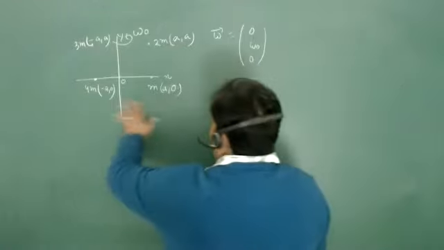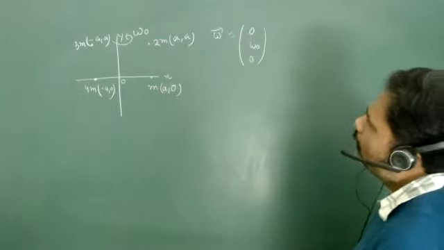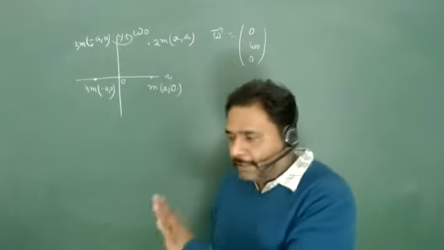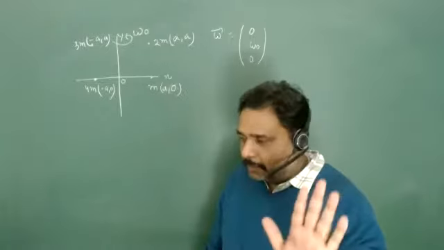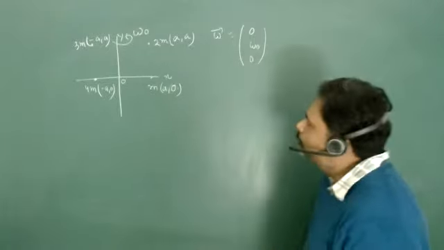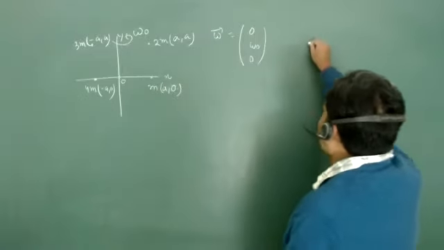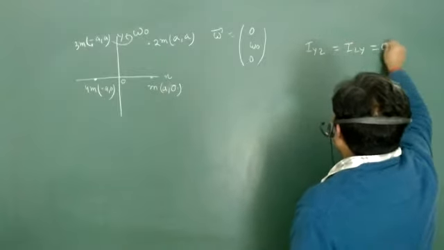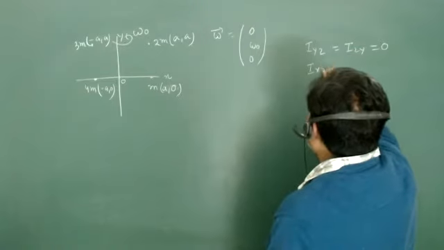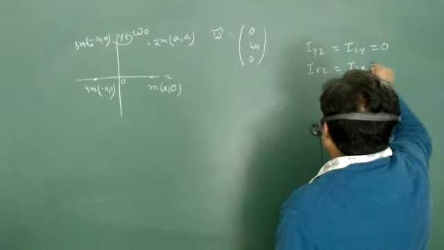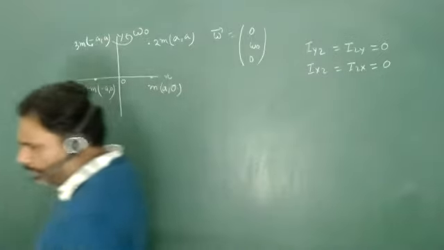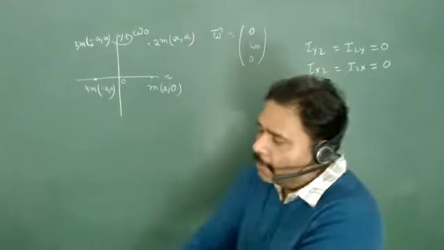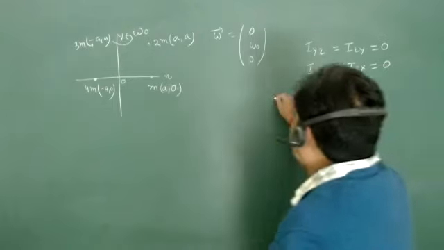Again, this is in the xy plane. So if it is in the xy plane and this is the instantaneous position, at this particular instant we have this kind of situation. Okay, so again I can say Iyz is equal to Izy is equal to 0 and Ixz is equal to Izx is equal to 0, because this is in the xy plane. Now let us try to calculate Ixx.